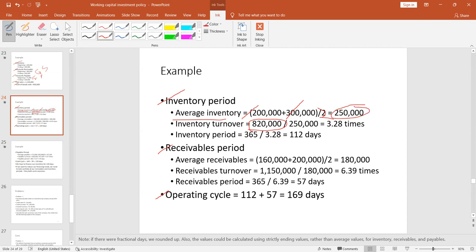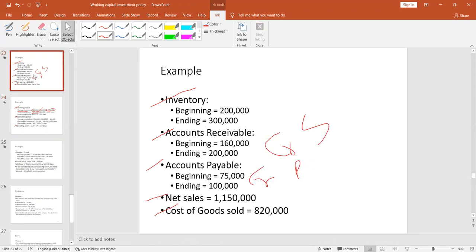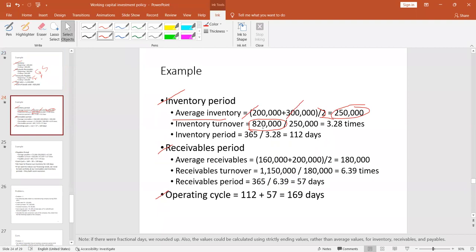Now we check, is cost of goods sold really given? Is there any cost of goods sold? No, sir. Last year, sir. What was that? How much? 8,20,000. So now you can calculate 8,20,000 divided by 2,50,000. This is the inventory turnover.